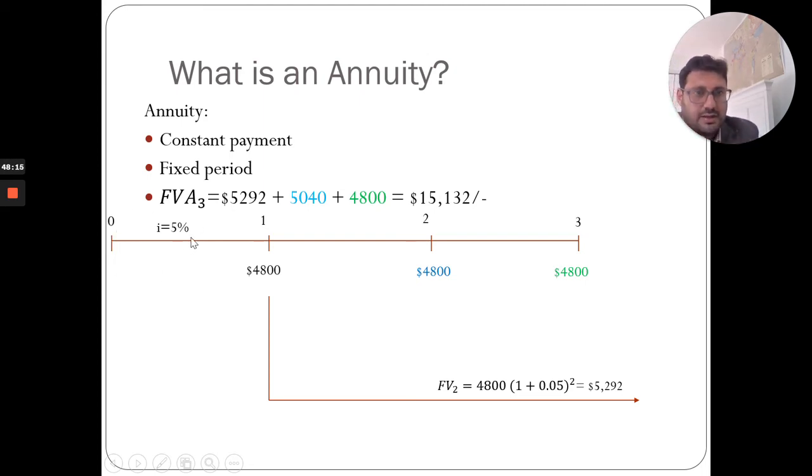The person who offered you this investment alternative told you to deposit 4,800 at the end of every year. He did not mention that you need to pay it right now. And again, we are just making up this example to explain the concept. He did not say, give me the payment right now. He said keep making the payment at the end of every year, and after the third year, we'll give you some amount back at 5%. So this was the original scenario.